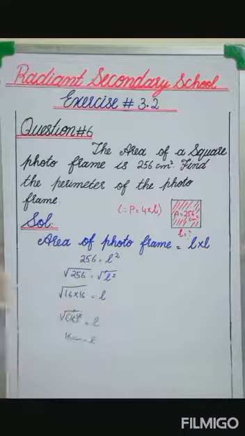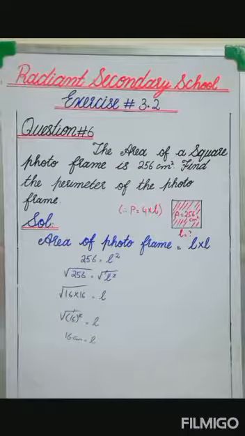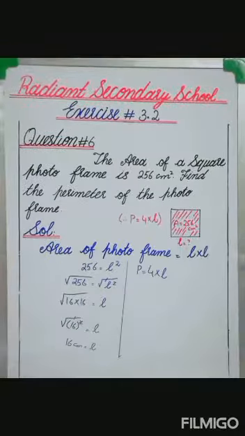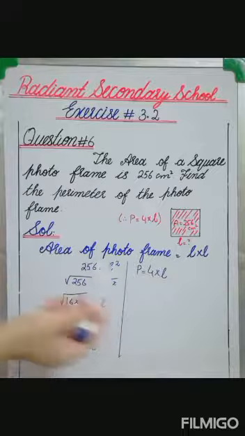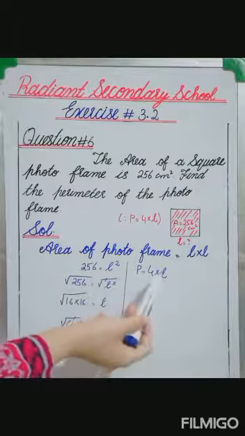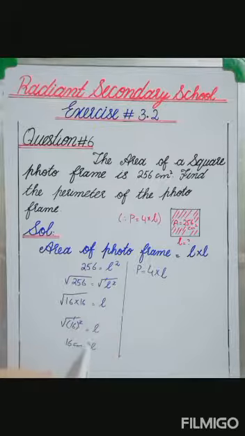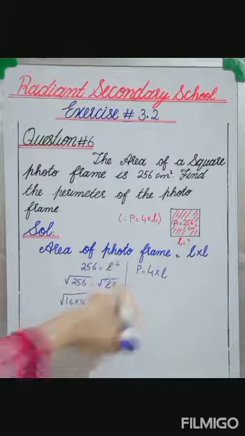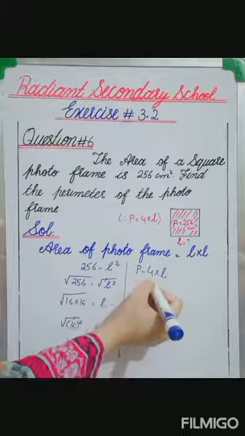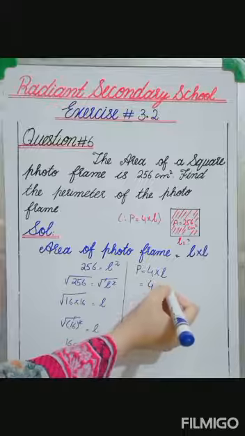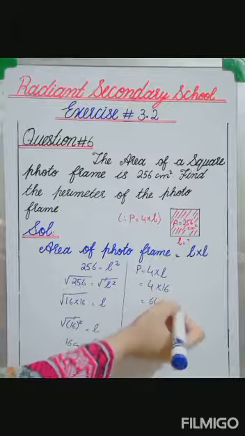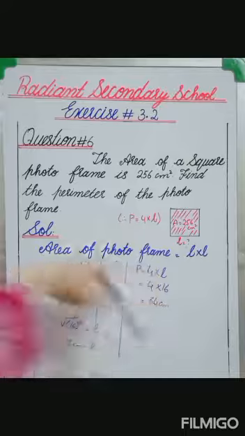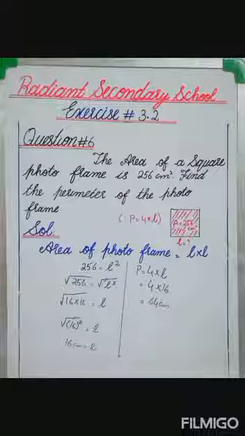Now we will find out the perimeter of this photo frame. We have to find out the perimeter of the photo frame with the help of this formula: 4 multiply length. Firstly putting the value of length in this formula, that is 16. 4 multiply 16, then we get 64 centimeters. So the perimeter of this photo frame is 64 centimeter.